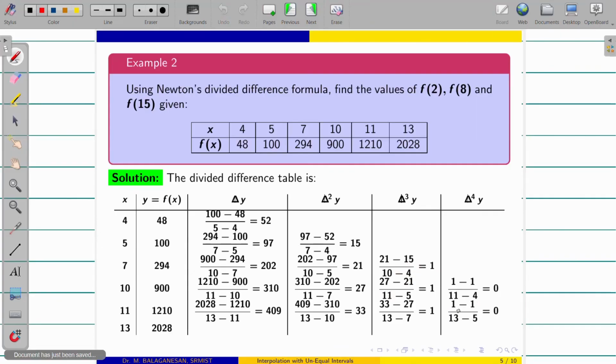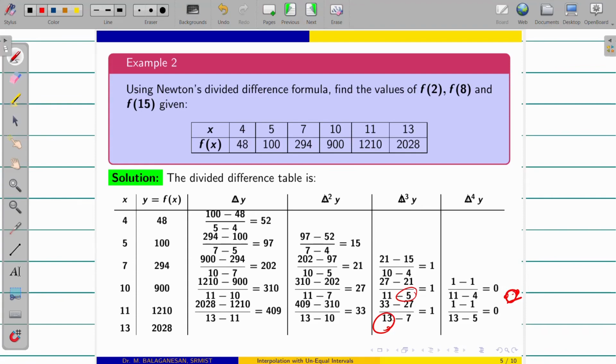Next one, 1 minus 1 divided by 13 minus 5 equal to 0. So both are 0. That's why I'm not moving to the fifth divided difference. If any one of these is not 0, obviously I have to go for divided del of 5. Here both are 0. If you find the next difference also, it will be 0 minus 0 divided by 13 minus 4. Obviously you'll get 0 only. That's why I'm not going to move to the next difference, I mean the fifth divided difference.